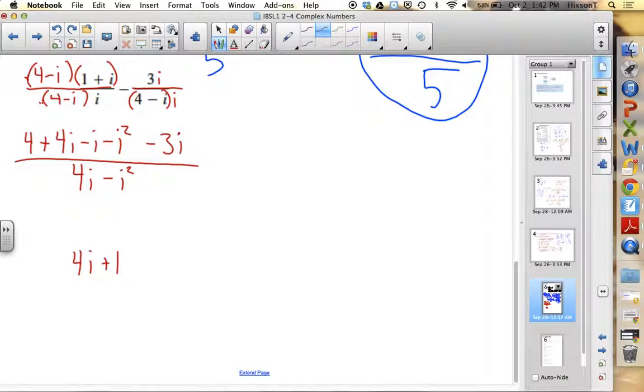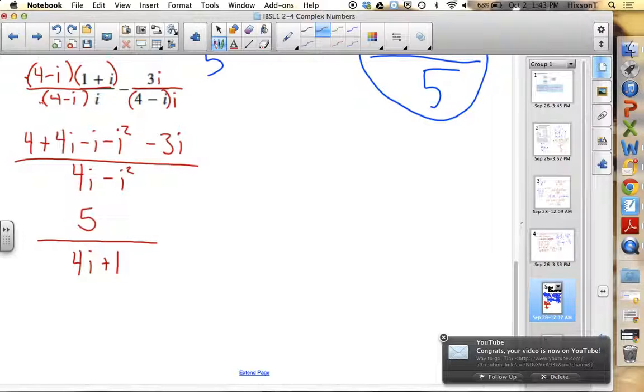Yes, there's an easier way to do that, and I'll show you how I do it after. Now as you look at this, we simplify the numerator and denominator, and then we're going to rationalize our denominator if we have to. Okay?